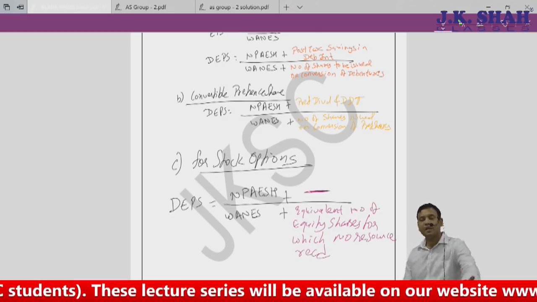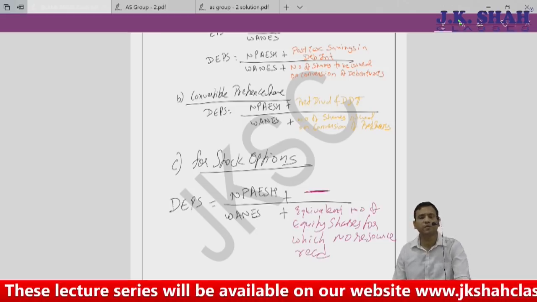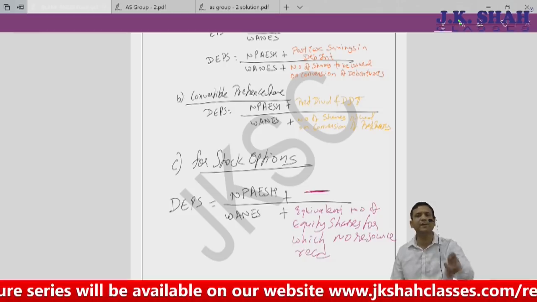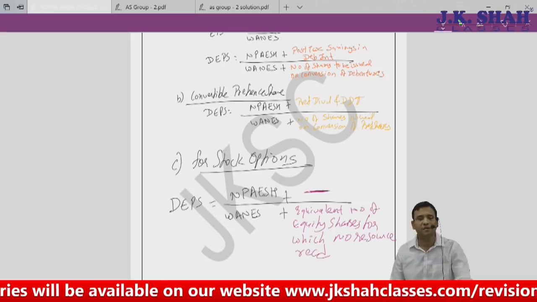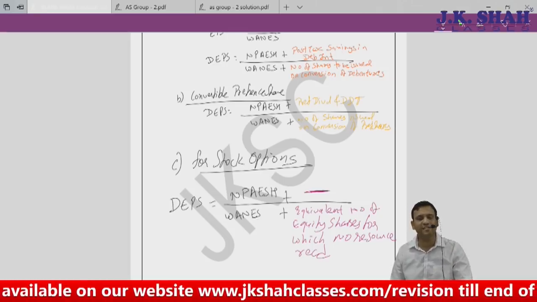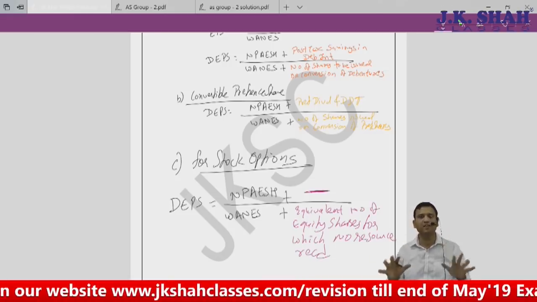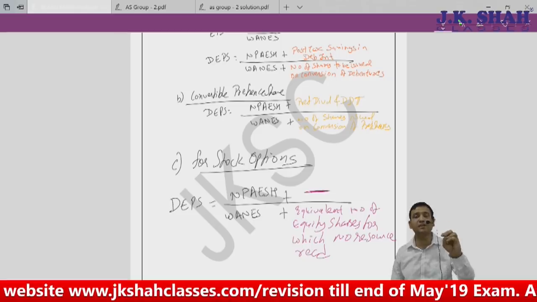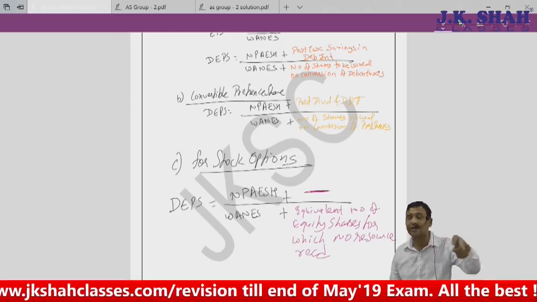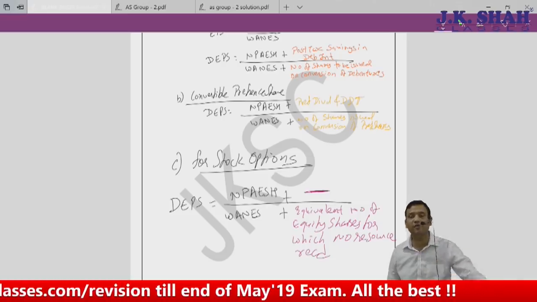Like, I'm issuing 10,000 shares to my employees. The market price of my share is 50 rupees. They are going to buy it at 25 rupees. Market price is 50, they are going to buy at 25 rupees. What I will say is, out of 10,000 options, 5,000 options are given at full value, that is, full money came, and 5,000 options are given at no value, free of cost.